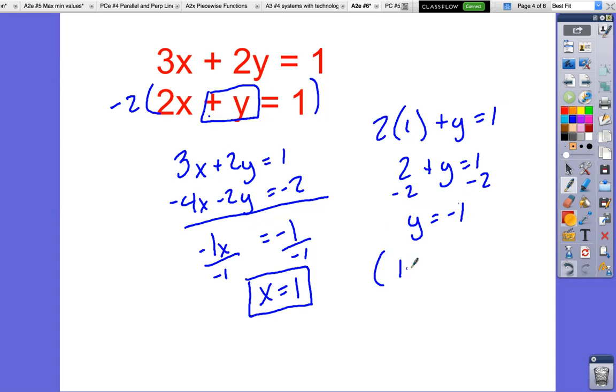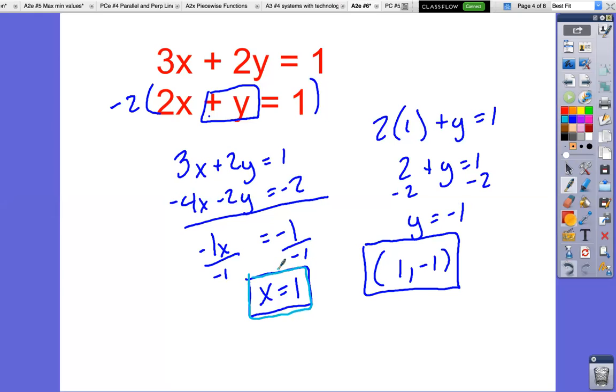So my entire answer is the point 1, -1. Questions there? Wait, what did you just do right there? So what I did, let me change colors here. Did you understand how I got this one? Yeah, I understand that. I was just trying to figure out what you were doing.